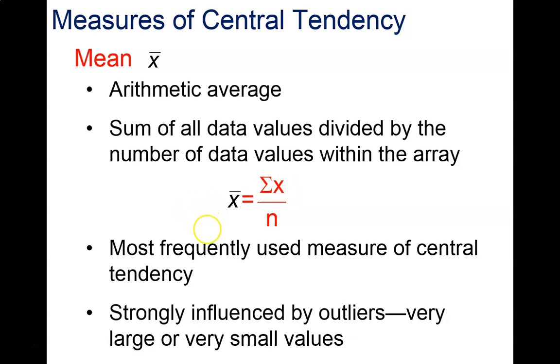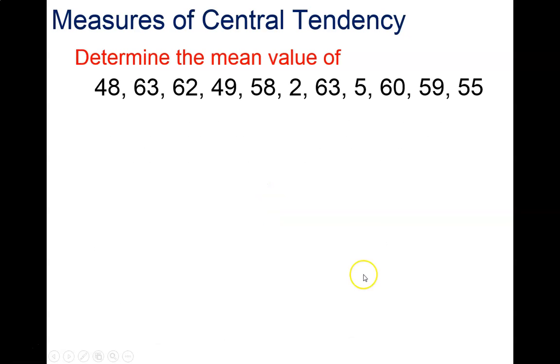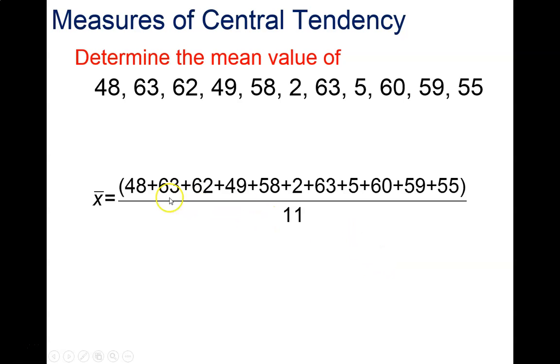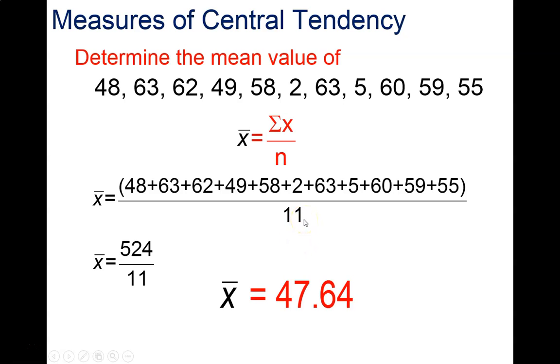It's the most frequently used measure of central tendency. It's strongly influenced by outliers. So let's say you had a couple of values that were really far away from the average, they tend to skew the average. Determine the mean value of these numbers. Basically, you add them up, and there were 11 of them, so you divide by 11, and the average was 47.64.